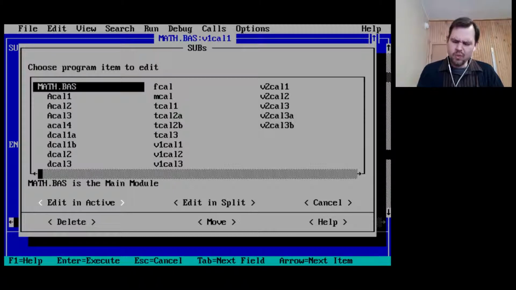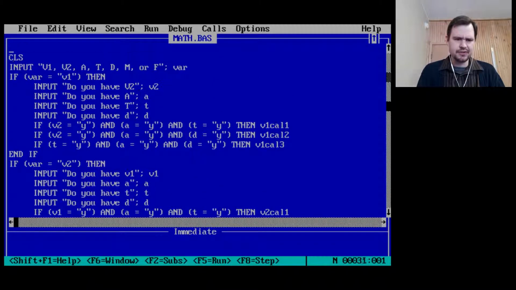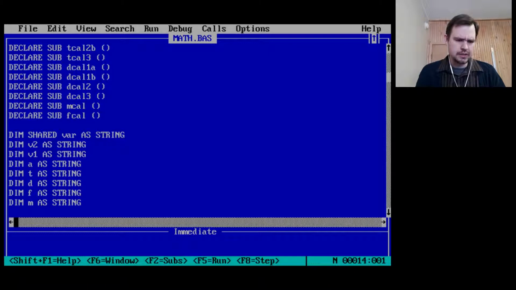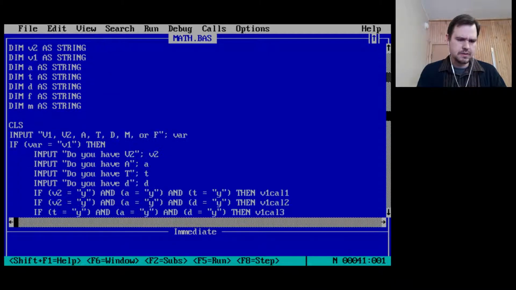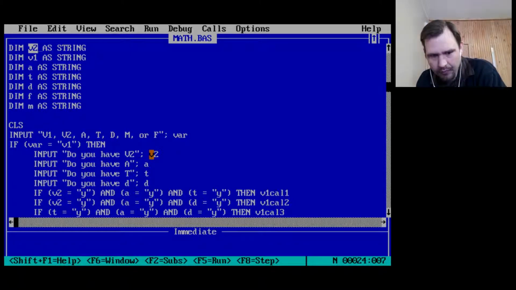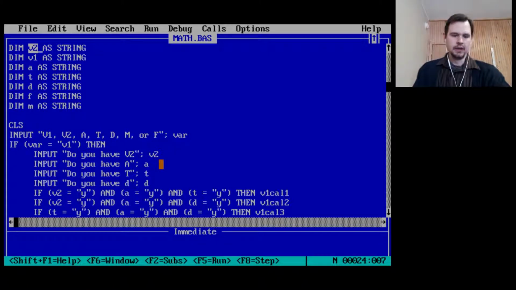Oh, I was like, why are they all strings? Of course they're all strings. Wait a second. No, they're not all strings. Oh, come on. Okay. I'm not using this as a number, that's why. So V2 is a string, and it's going to hold a yes or a no, a y or n. That's why. Do you have it? Answer is yes. Okay. All right.